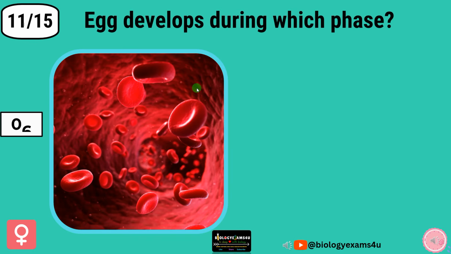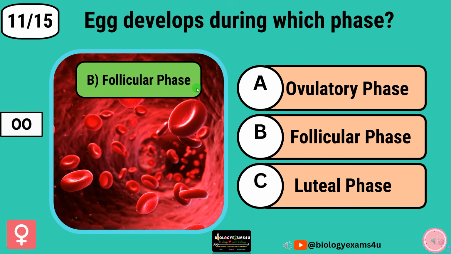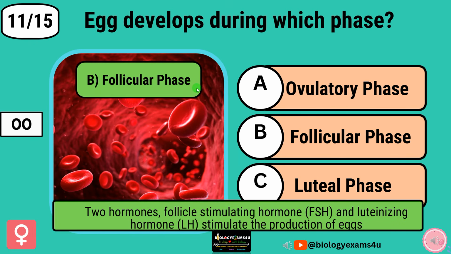Egg develops during which phase? Ovulatory phase, follicular phase, luteal phase. It is during the follicular phase. Two hormones, primarily FSH and LH, stimulate the production of eggs during the follicular phase.